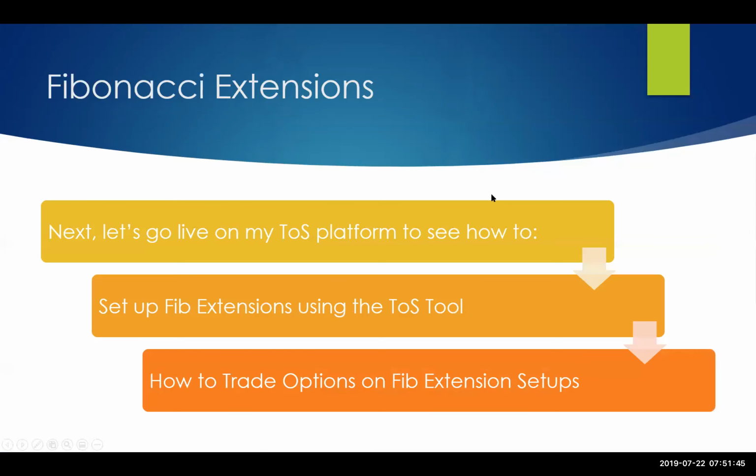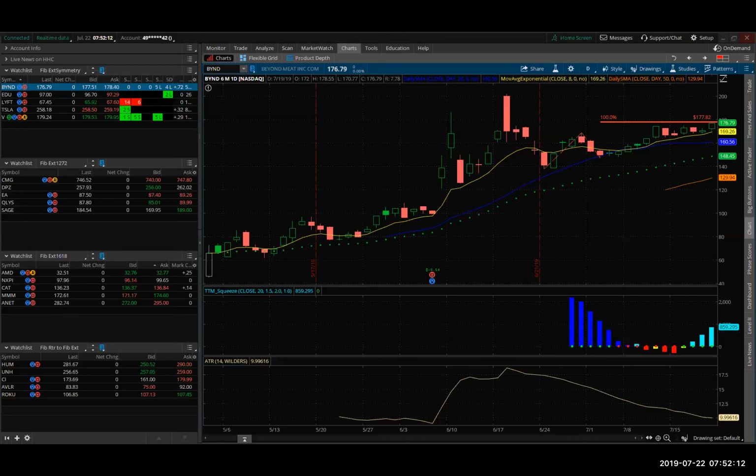Let's go live to my platform right now, and I'm going to show you how to set up the fib extension using the TOS tool and how to trade options on the fib extension setups. So let's take a look. Let's start right up here. There are three different levels, right? I said the 100%, the 1272, and the 1618.